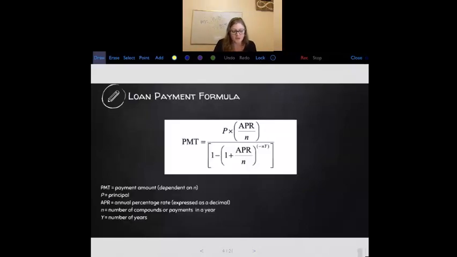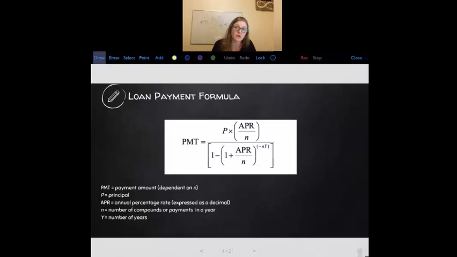Okay. So the loan payment formula, this formula will be given to you on an exam. PMT is P times APR over N, divided by 1 minus parentheses 1 plus APR over N to the negative N times Y. PMT is your payment amount and it depends on N. In this lesson, we're mostly going to be talking about monthly payments, so this is how we'll calculate monthly payments.